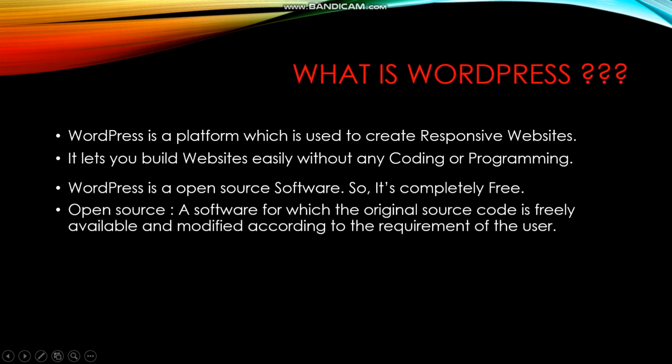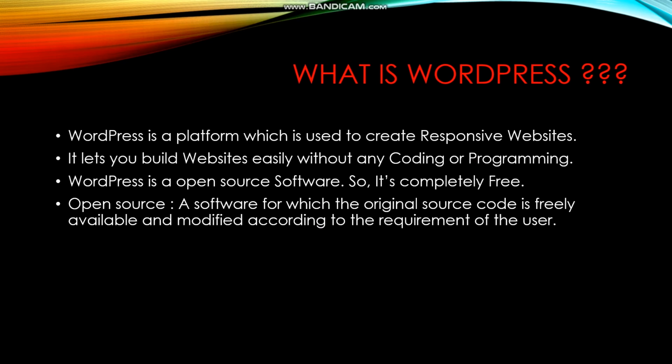WordPress is a platform which is used to create responsive websites. It lets us build websites easily without any coding or programming. WordPress is open source software, so it is completely free. Now, what is open source? Open source refers to software for which the original source code is freely available and can be modified according to the requirements of the user.